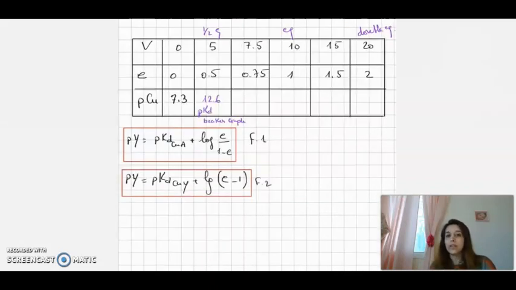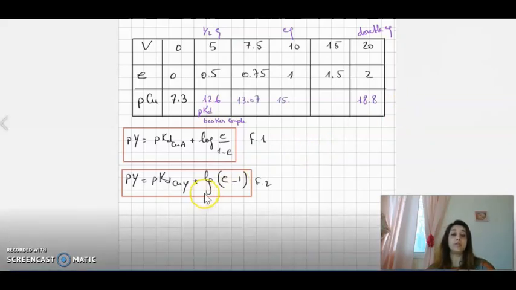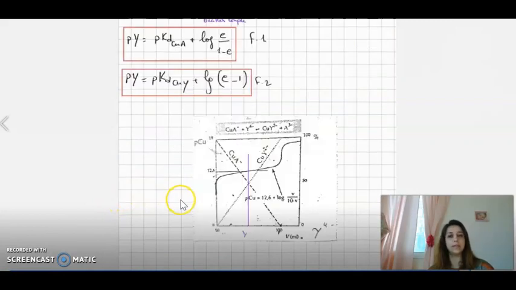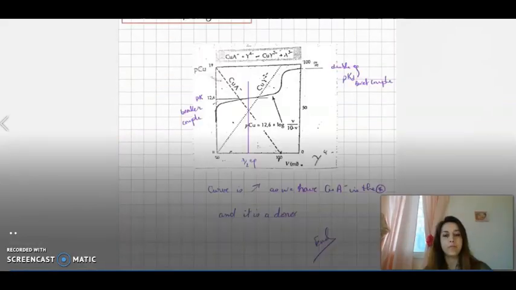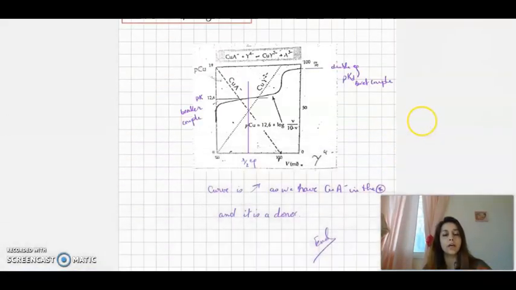At double equivalence, I have the excess of Y4- in my beaker and the product CuY2-. So at double equivalence, 2 minus 1, so pCu equal pKd. For the other volumes, you can use the formula and calculate the value of pCu.